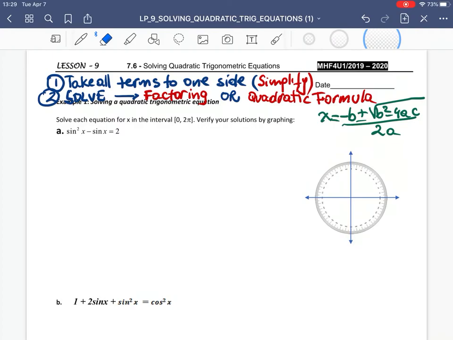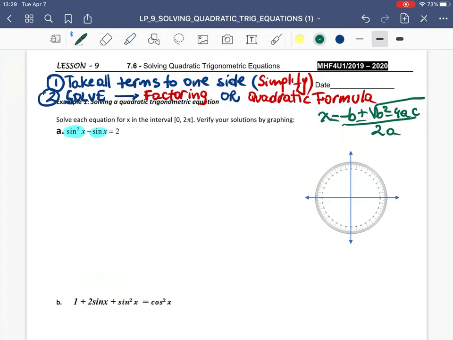The first example is sine squared x minus sine of x equals 2. Our variable in this case is sine of x. You can see this one is to the power of 1, and in here we have sine squared x. That term gives the equation its quadratic nature.